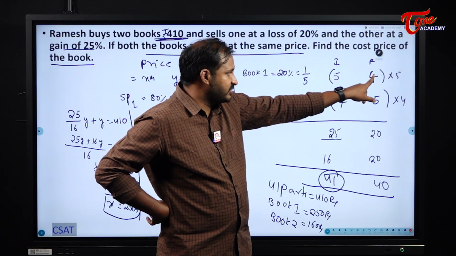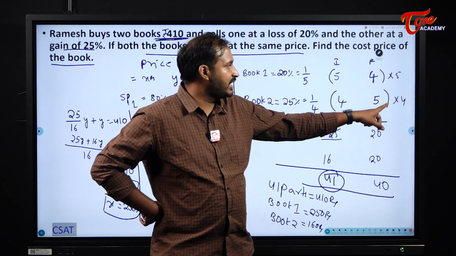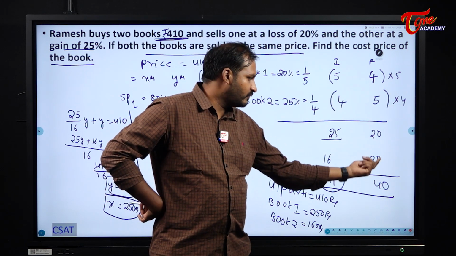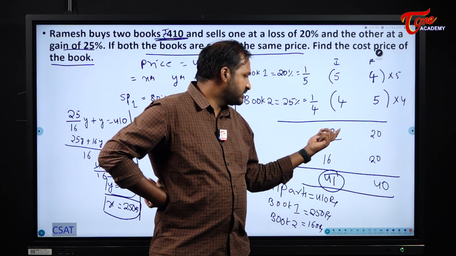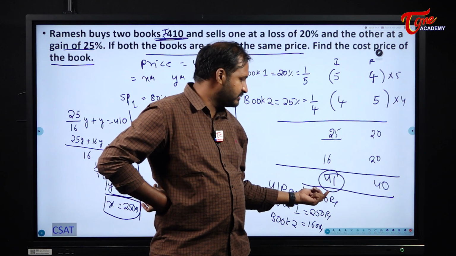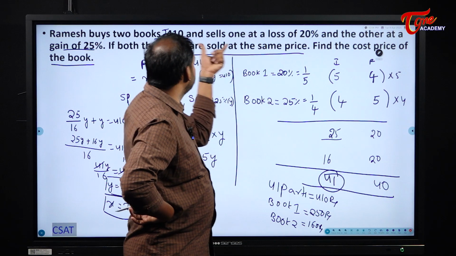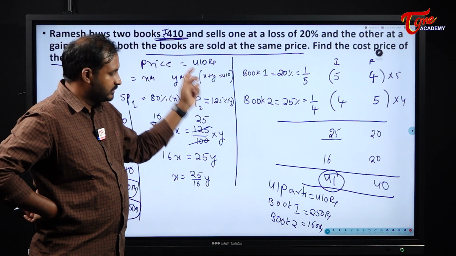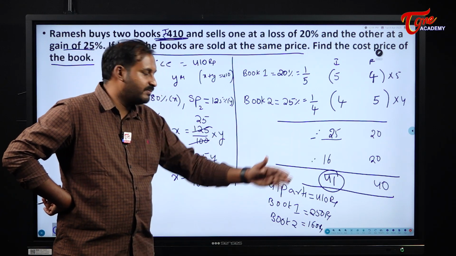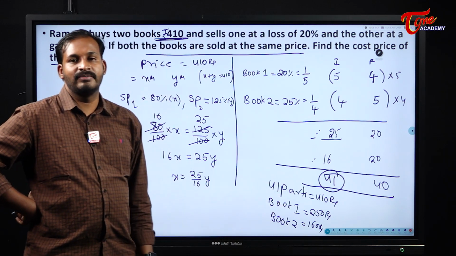Actually, the final price of the first book became 4 and the second book became 5. Now, to equalize those two values, I cross multiplied their values so that they become equal. So now 20 and 20 became equal. The initial values became 25 and 16. So the total of the initial values is 41. The total of the selling values is 40. So these 41 parts are equal to what according to the given question? 410. The first book is 25 parts and the second book is 16 parts. So 25 parts will be 250 rupees, and 16 parts will become 160 rupees.